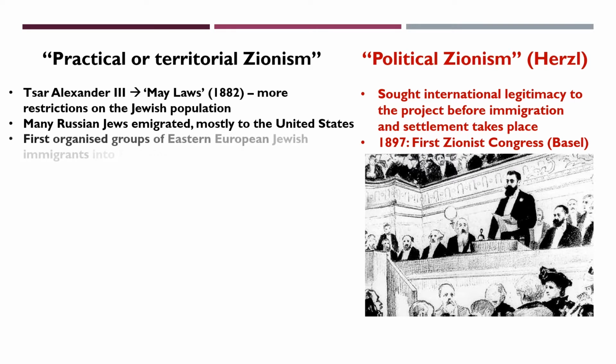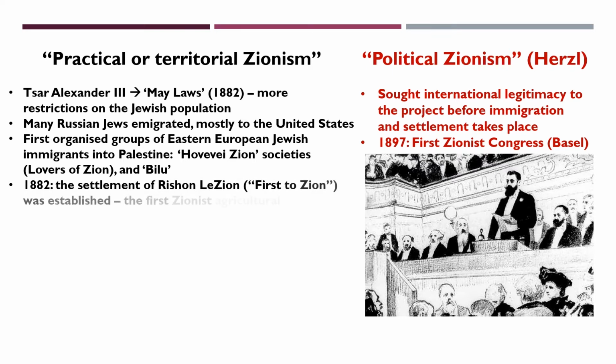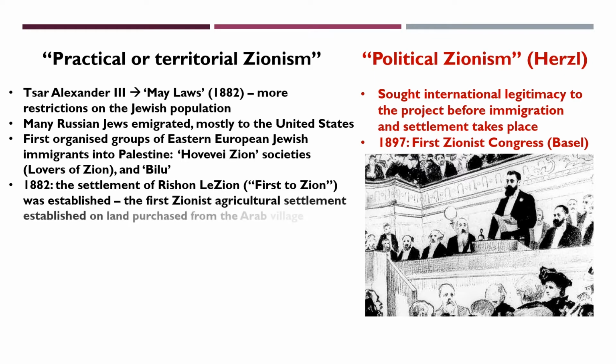We call Herzl's political preference political Zionism because it put the political goal before the practical aim of moving people from Europe into Palestine. In contradistinction to Herzl's political preferences, or as we call it, political Zionism, it stood practical or territorial Zionism.